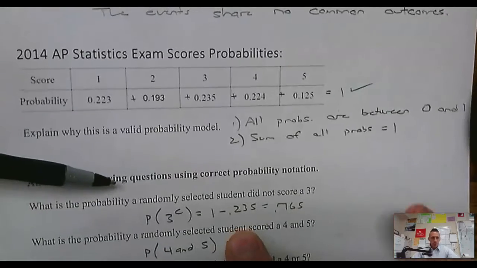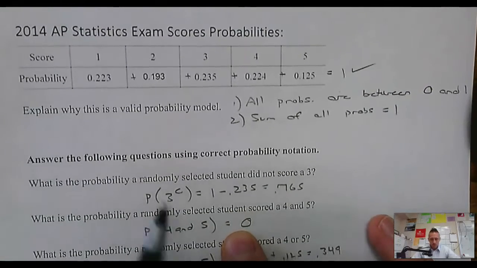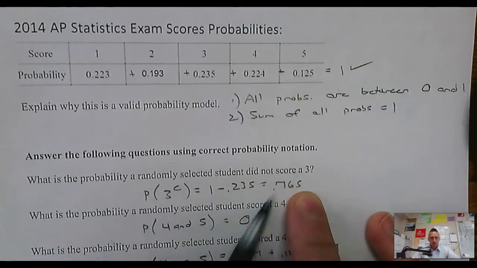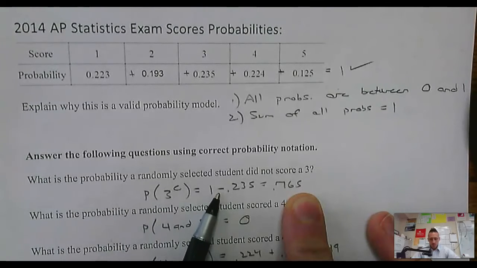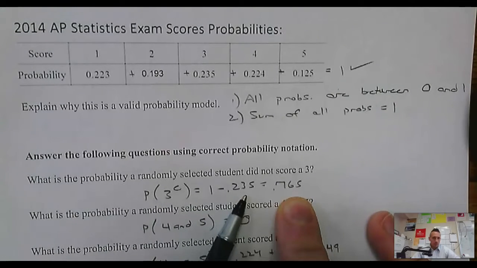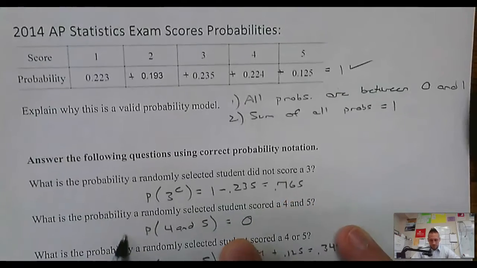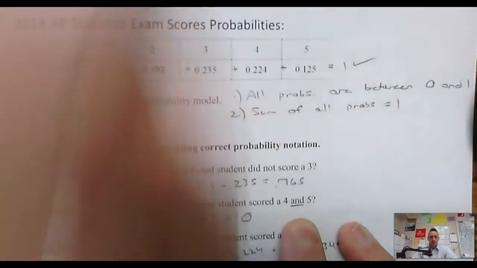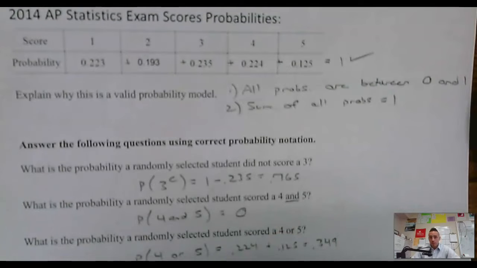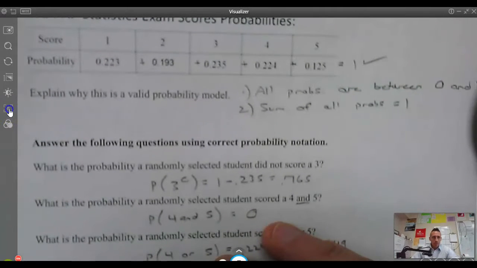Answer the following questions using correct notation. So what's the probability somebody did not score a 3? It's the probability of 3 complement: 1 minus the probability that they did earn a 3. What's the probability that somebody scored a 4 and a 5? Well, these events are mutually exclusive. It's impossible to get a 4 and a 5. So that probability would be 0.